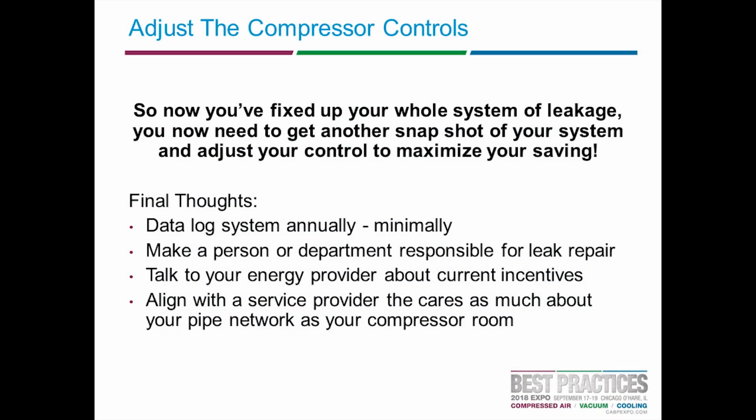So now that you've fixed up your whole system of leakage, you'll need to get another snapshot of how your system is operating, and you may need to adjust your controls. The last thing you want to have is a more efficient compressed air system on the demand side, but then on the supply side have a compressor sitting in there running unloaded. So don't forget to do that. Talk to your energy provider about current incentives. Take advantage of them. Many of these incentives are utilizing your money that you've paid into the program. And finally, align yourself with a service provider that cares as much about your piping network as your compressor room. At the end of the day, compressed air energy costs much more than the maintenance it takes to run it.